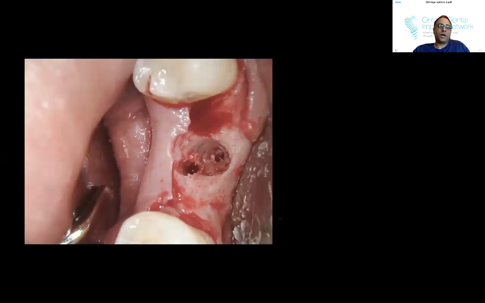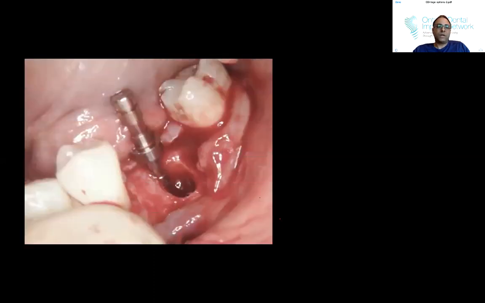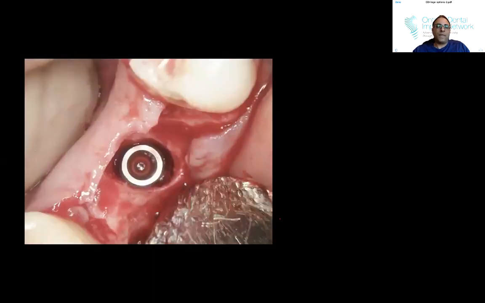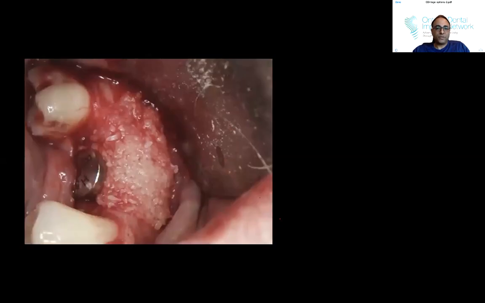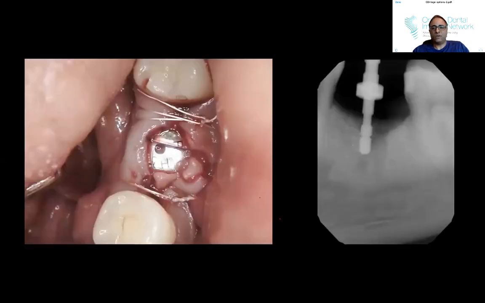So I prepared my site, I used a Lindemann initially, and then I took a guide pin x-ray. And then we placed our implant and grafted. And then sutured. You can see here from the PA, the guide pin PA is really important.